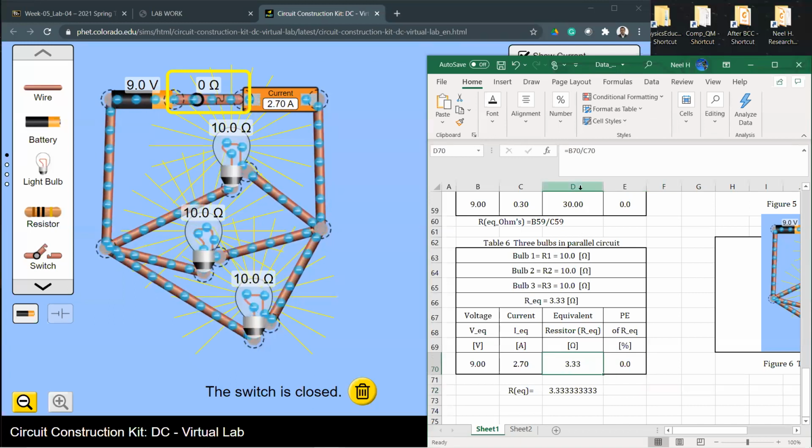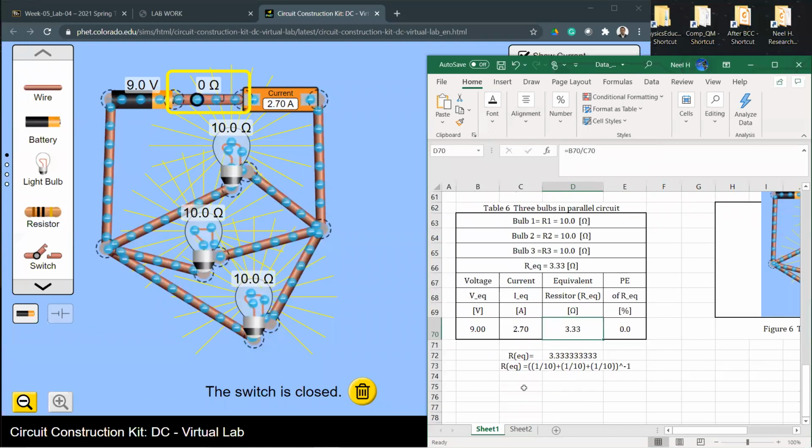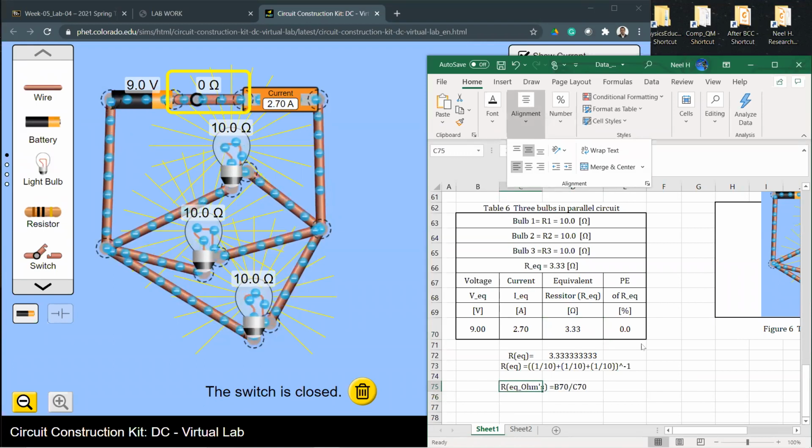Let me copy paste this function under the table right here: R equivalent, calculated value directly. And also let me copy paste the Ohm's law equation right below that. That's going to be R equivalent from the Ohm's law point of view. We're going to put just ohms there, and that will be the experimental value technically.